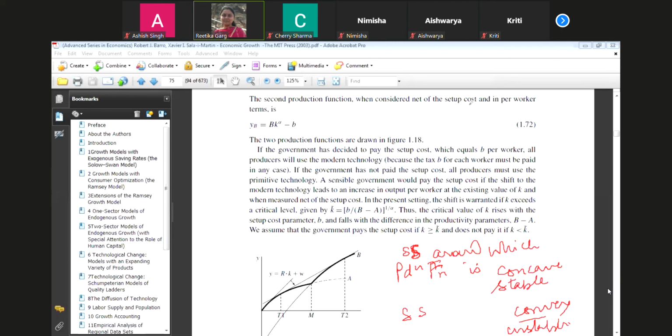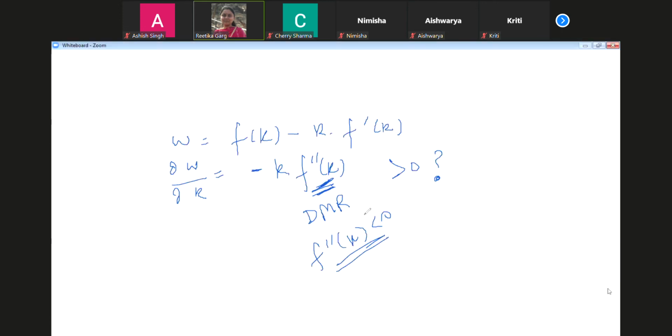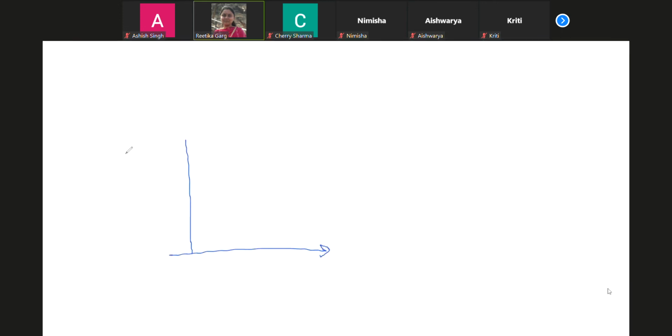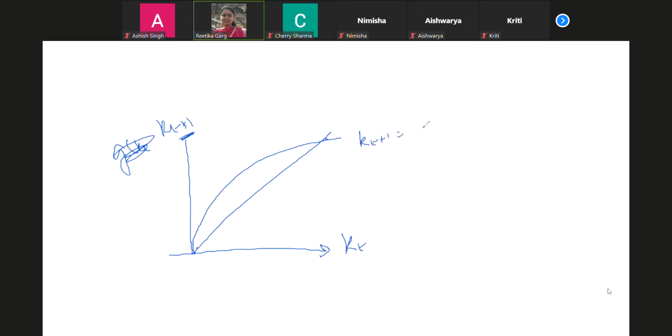Let me just check whether we will be able to use this or not. Let me share the whiteboard. You do have K_{t+1} and K_t functions, and I'm working in discrete time because that's the only way I can explain this to you. If you have a K_{t+1} function, which is equal to some function of K_t, this is what we call the state transition equation.